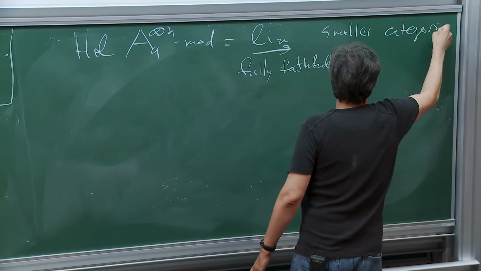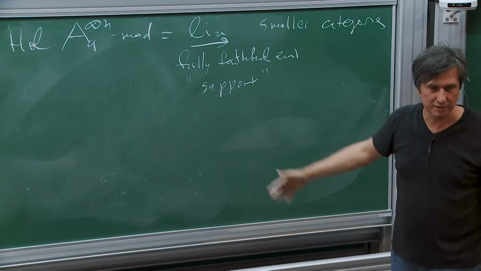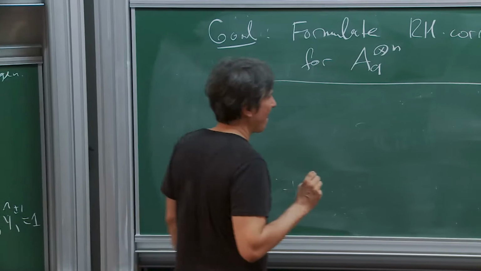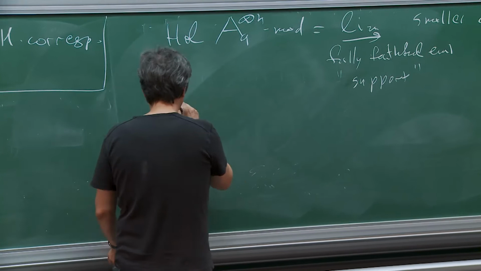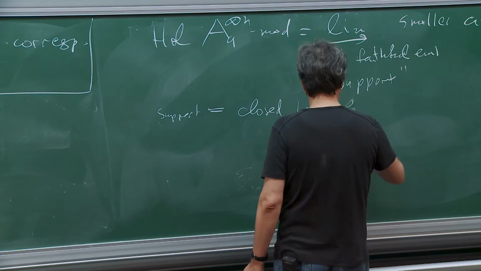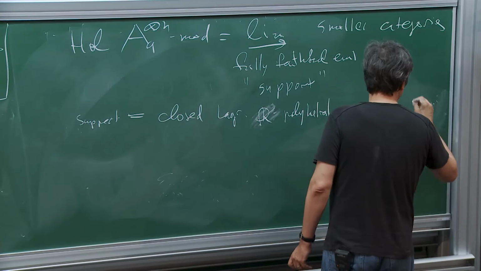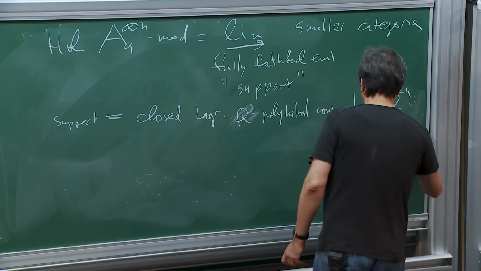And the indexing set will be something which can be called an analog of singular support. You consider support bounded by some larger set in a certain sense. What is support in this case? Definition: support will be a closed Lagrangian rational polyhedral subset, a polyhedral cone even, called L in R to the n, which contains the rational lattice Q to the n with standard symplectic form.